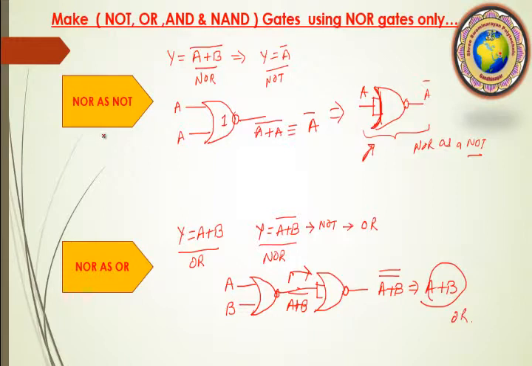So first of all, NOR as a NOT requires one NOR gate. For NOR as an OR, I require this one and this one, so two NOR gates. So these two gates we can develop by using only NOR.